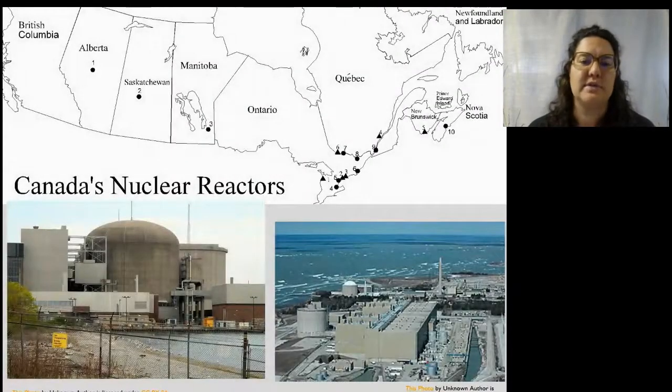So we have nuclear reactors in different parts of the country. Most of them are in the Ontario-Quebec populated core. We have some in Atlantic Canada, 1 in Alberta, and 2 in Saskatchewan.